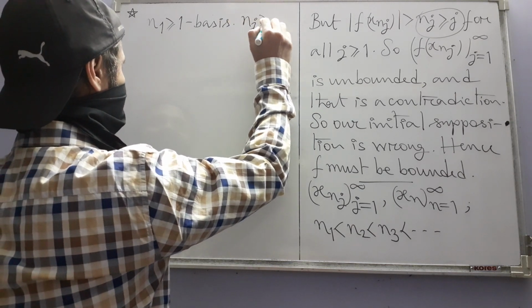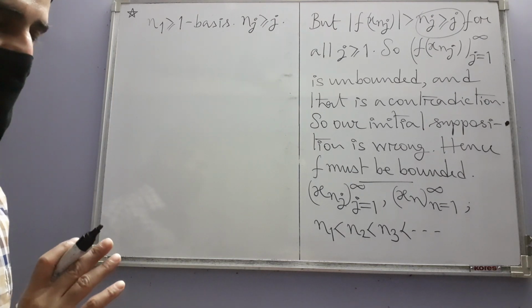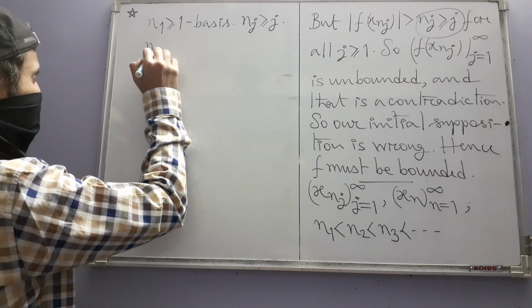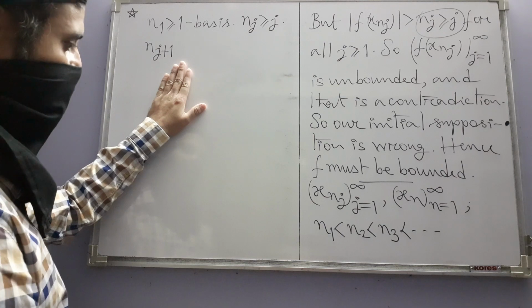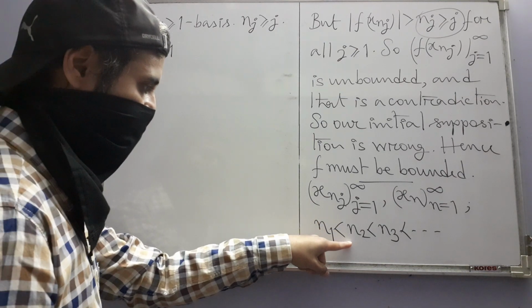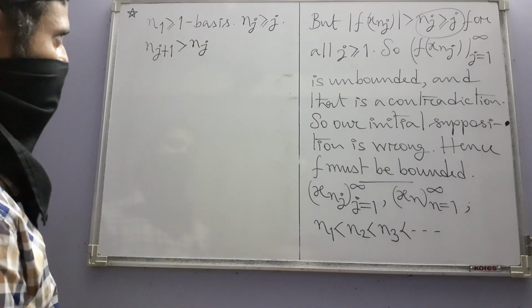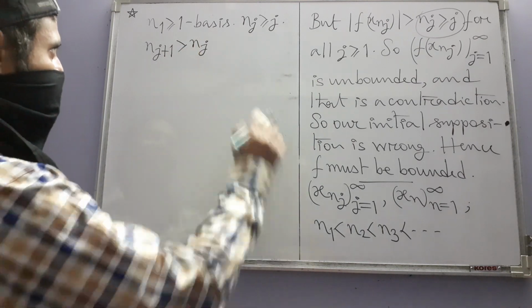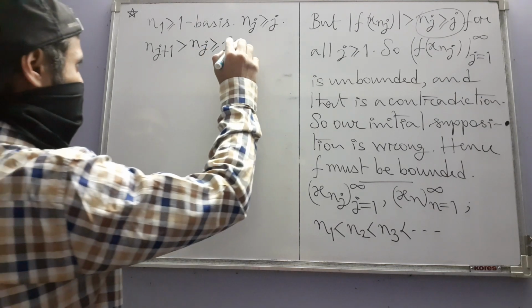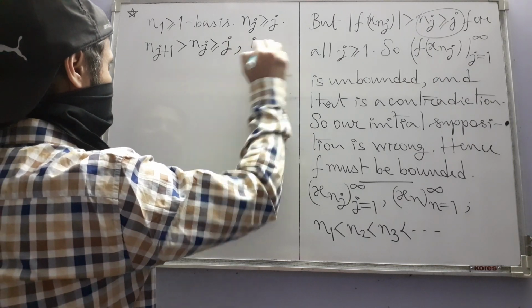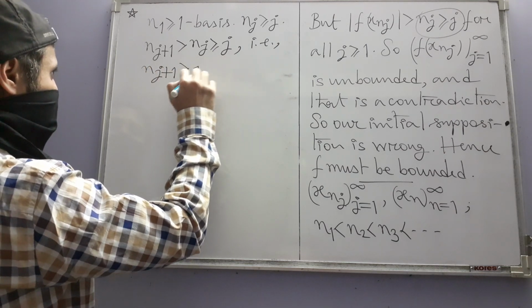Now, say this is our induction hypothesis for some arbitrary but fixed positive integer j. Now we need to say something about nj plus 1, the next one. Because of this pattern, nj plus 1 is strictly greater than nj. However, our induction hypothesis gives us this. That is, nj is greater than or equal to j, so nj plus 1 is strictly greater than j.